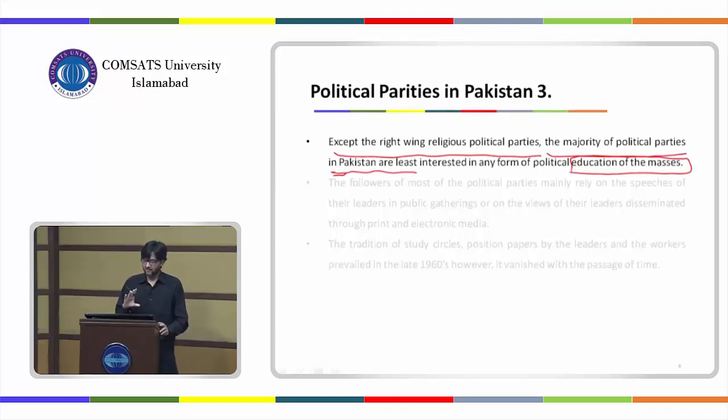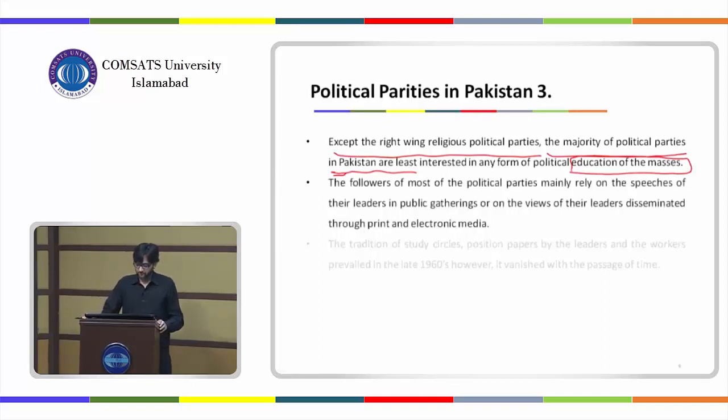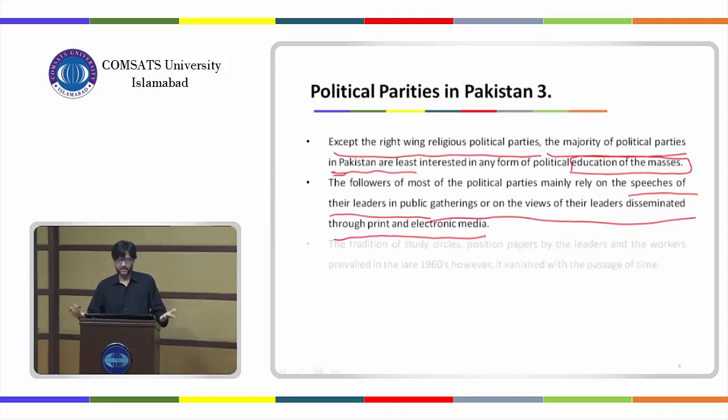So that is why the masses usually are not educated politically, they are not aware, and political parties are not interested in it because of their own vested interests, right? This is what we need to keep in mind. Another feature of it is that they mostly rely on the speeches of the leaders in public gatherings, or the views of the leaders disseminated through print and electronic media, but they do not have any concrete policy of the party with them.